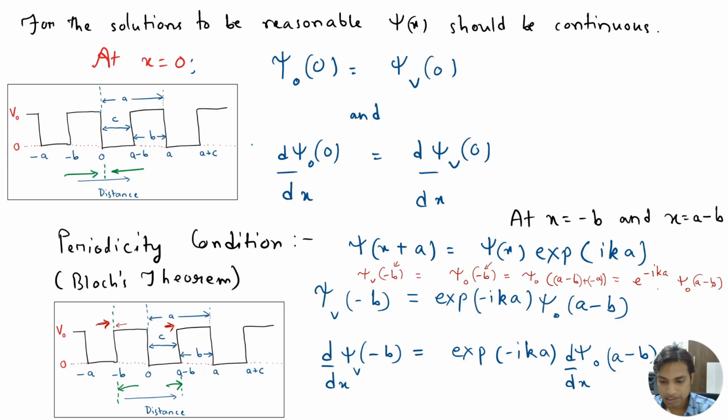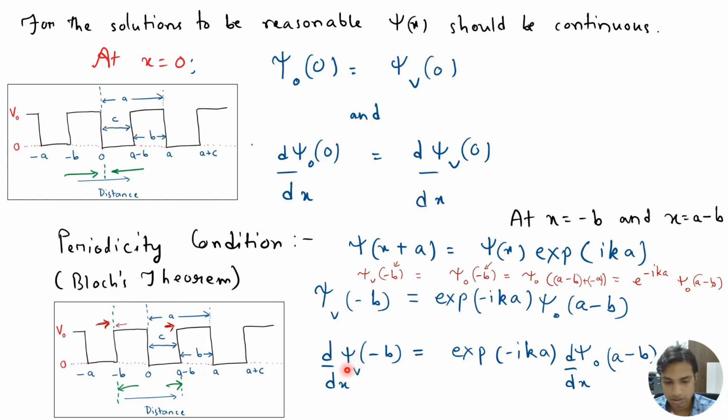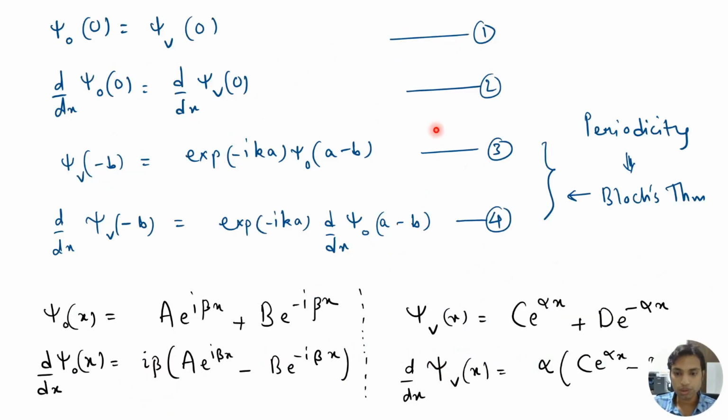So since this part is clear, the next part is just the derivative of that. The derivative of the wave function from this side is the same as the derivative from the other side, with this being just a constant. You have to take the derivative of the wave function. So we have four equations: equation 1, equation 2, equation 3, and equation 4. And we know what is psi v and psi naught, and this e to the power minus i k a comes from Bloch's theorem.